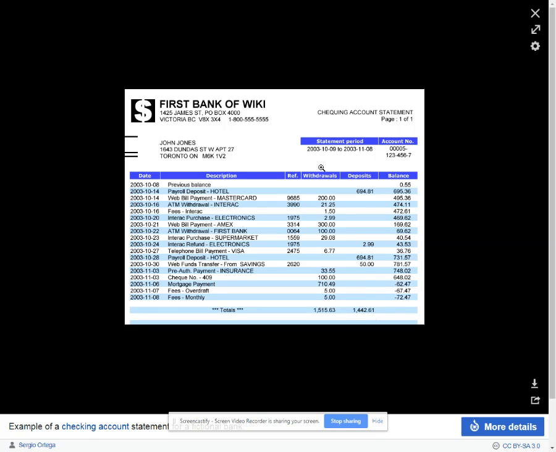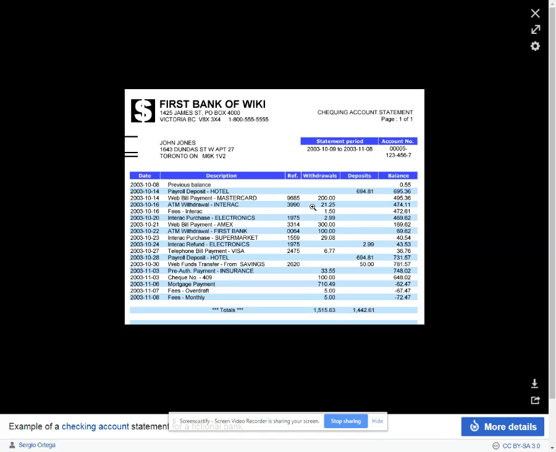Let's go with withdrawals first. Withdrawals means money that is taken out of the checking account. So this is money that John Jones took out. If I go here, this $200 is because of a web bill payment that he used his MasterCard to pay with. $200 that he has spent for his web bill payment.